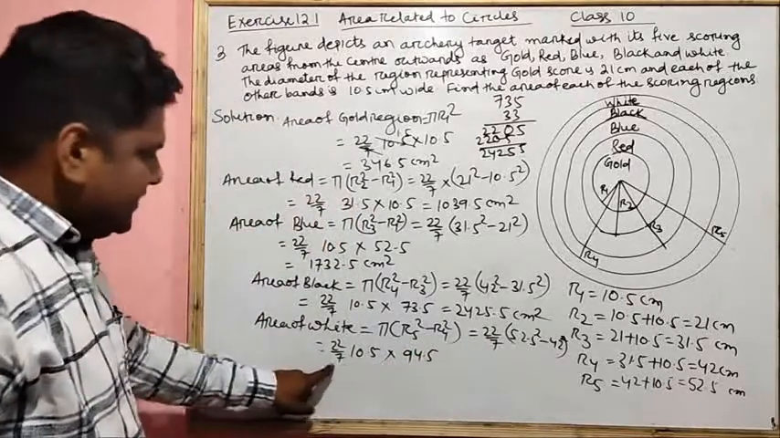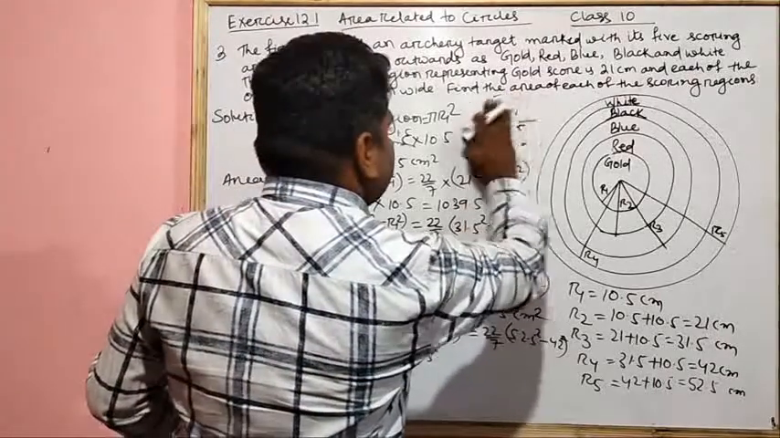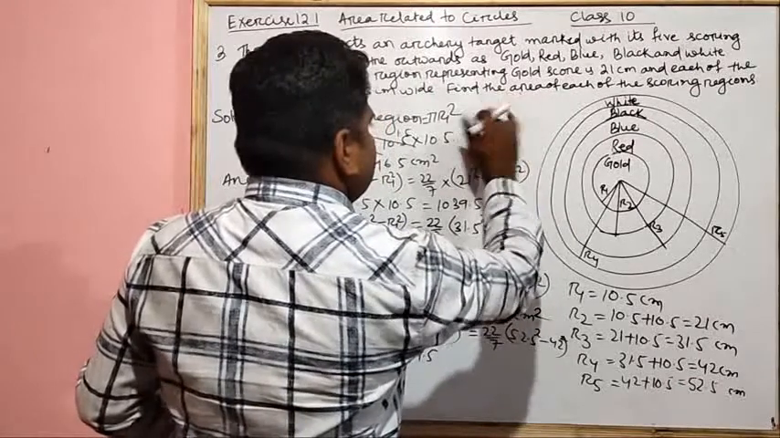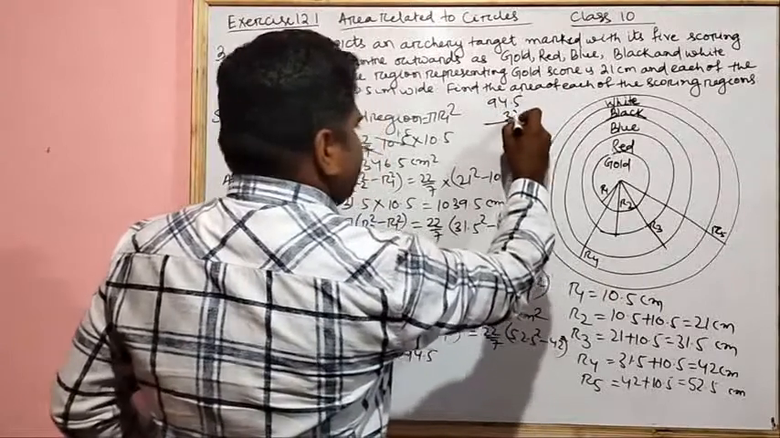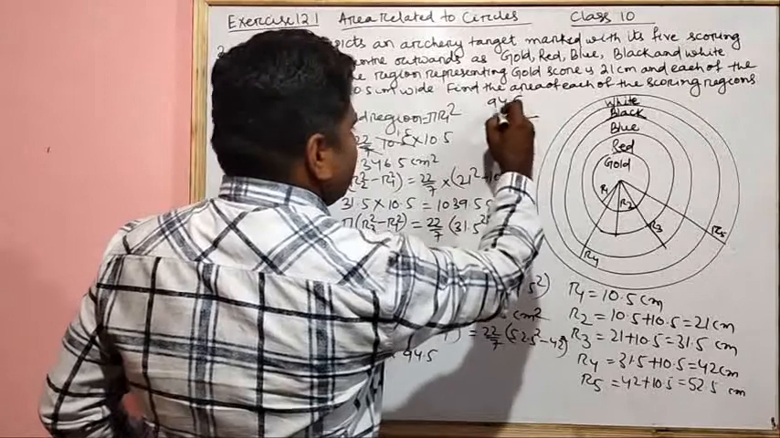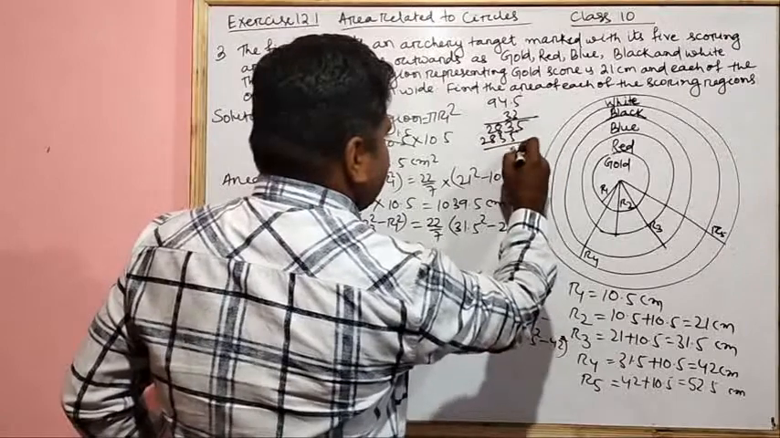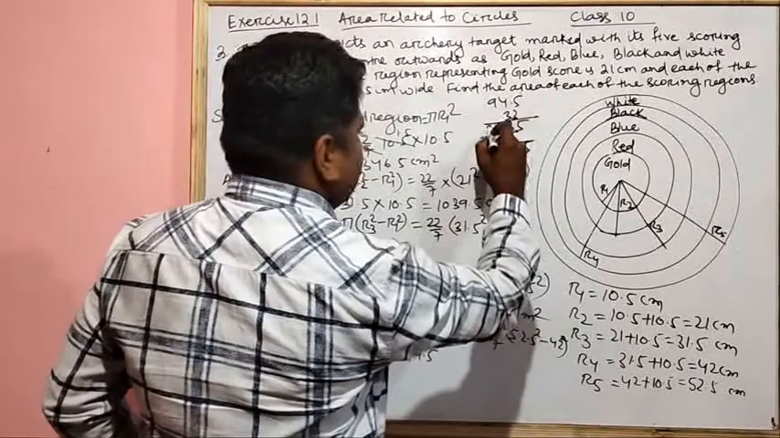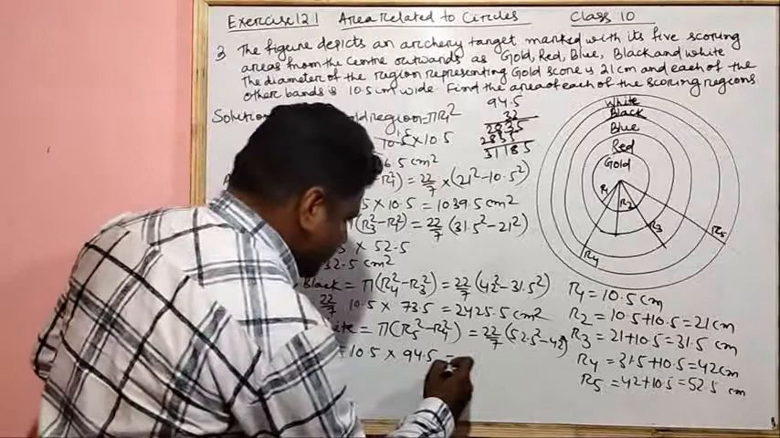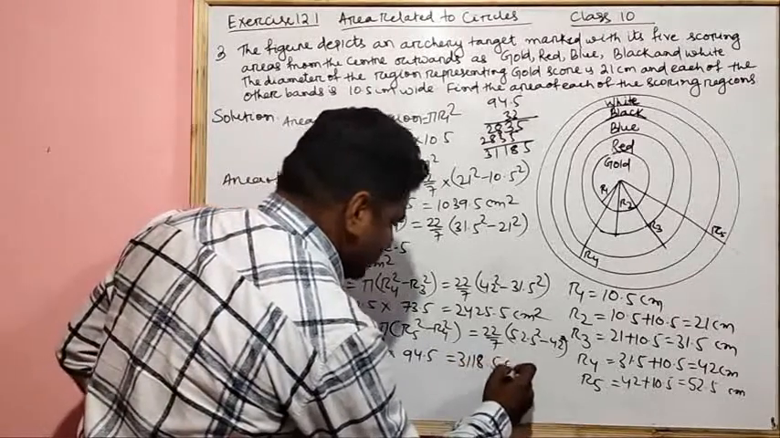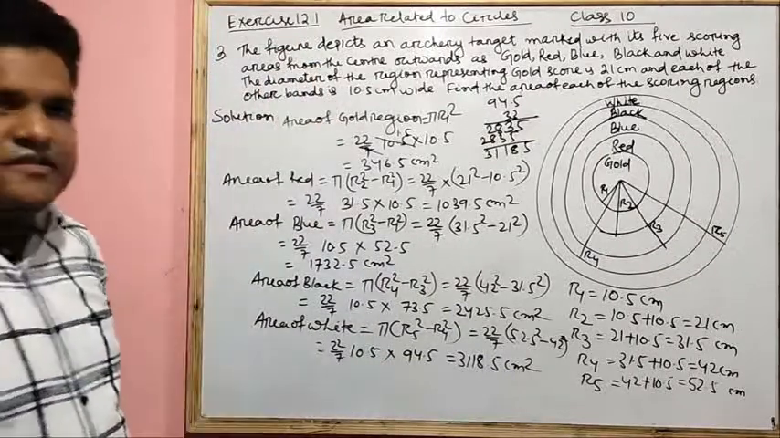We know this much is 33, so we have to calculate 94.5 into 33. Let's calculate this. 94.5 into 33 is 3118.5 cm square. So we got the answer, area of all regions.